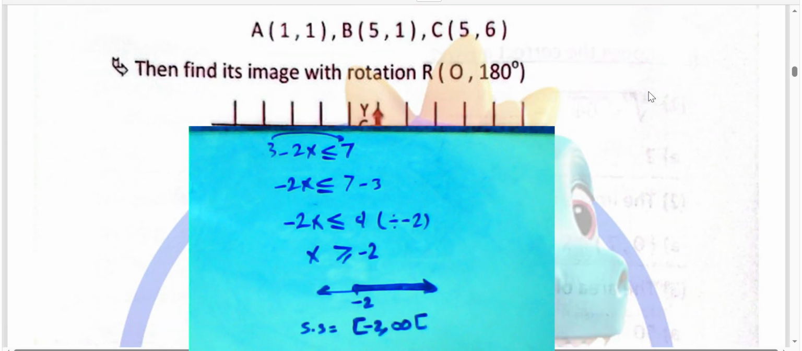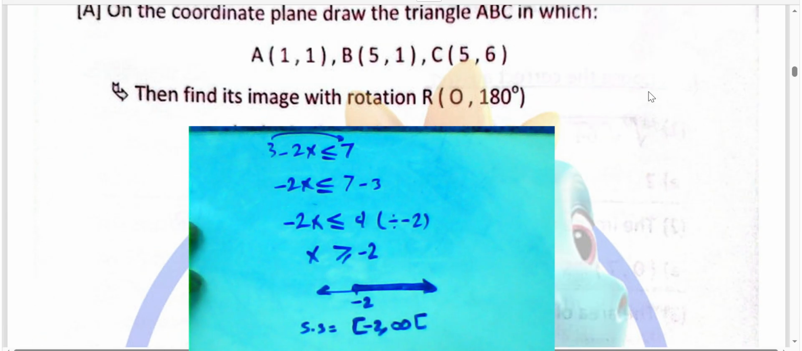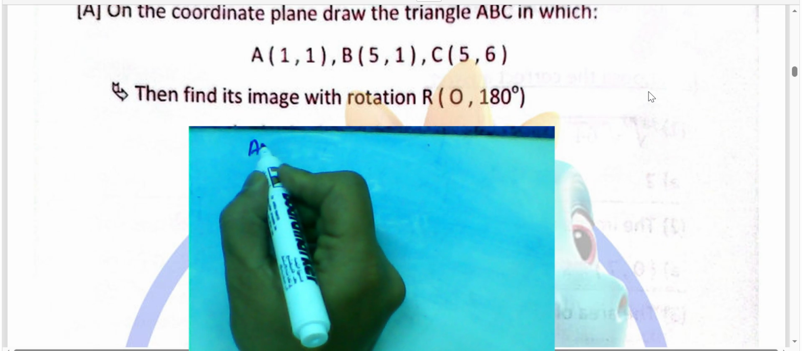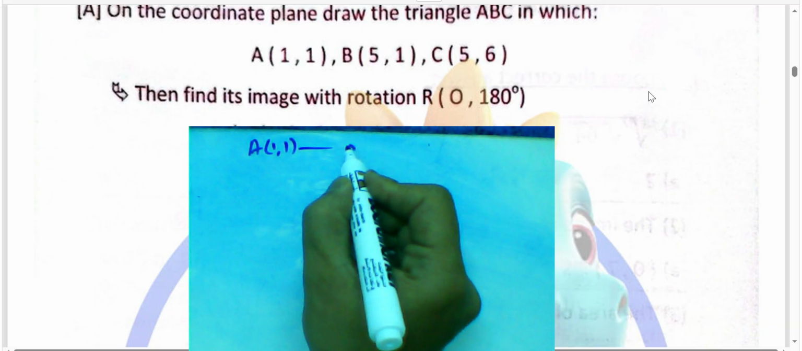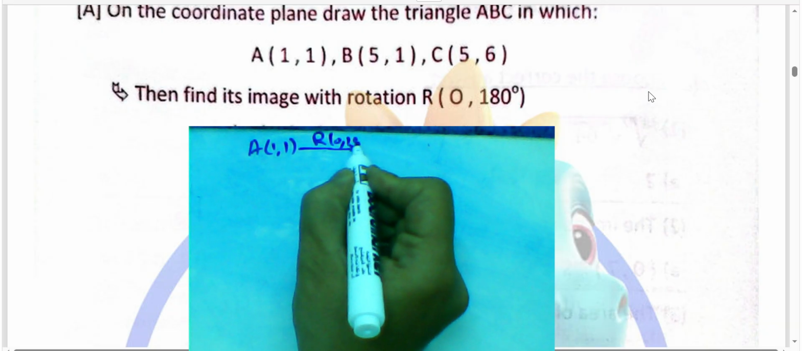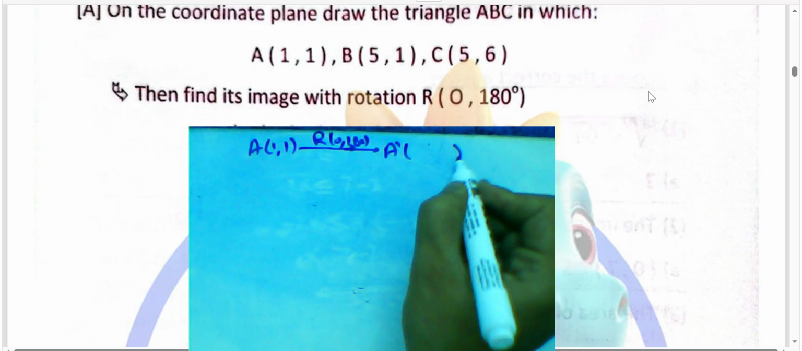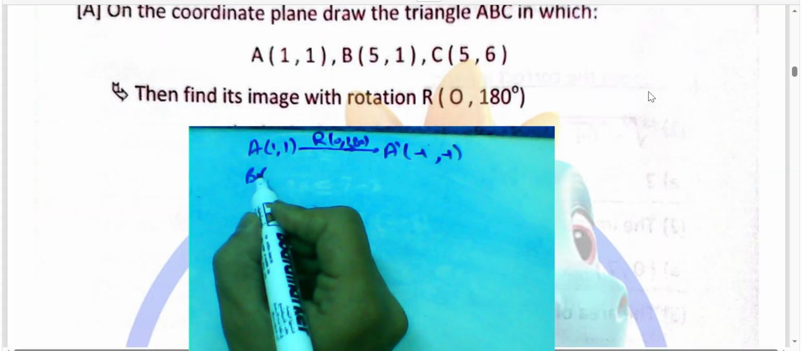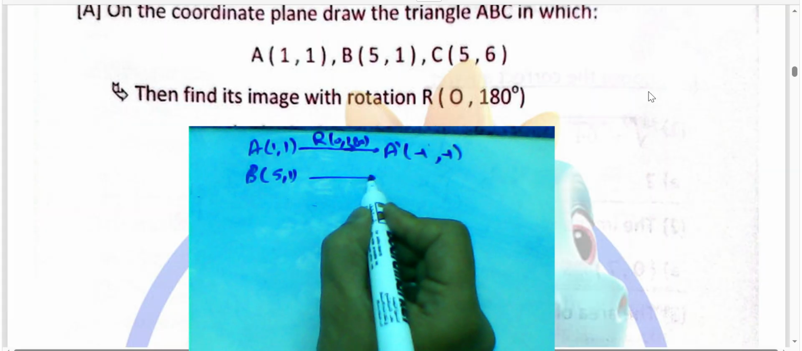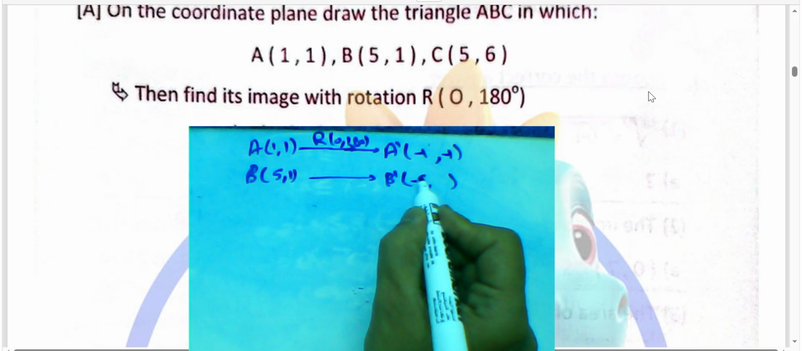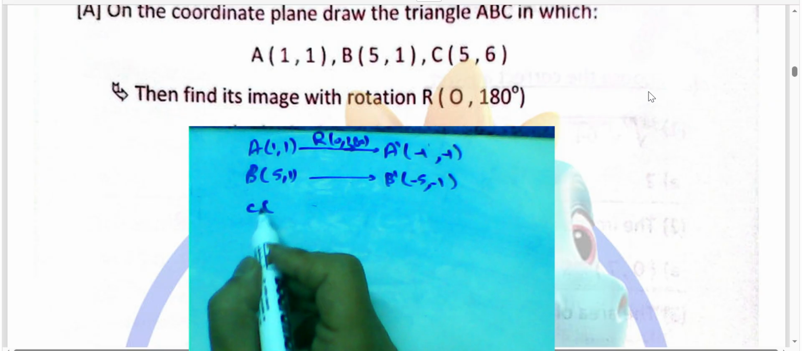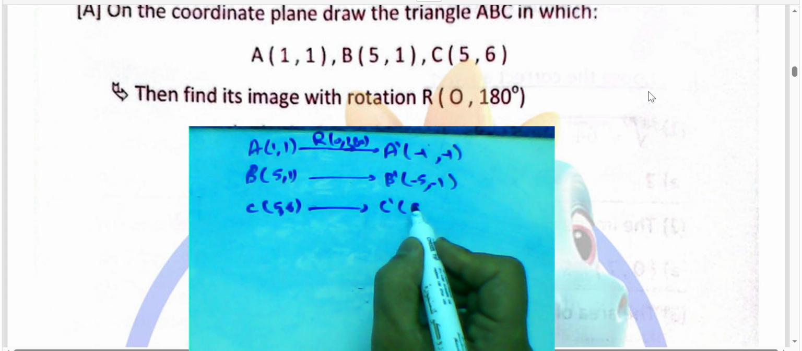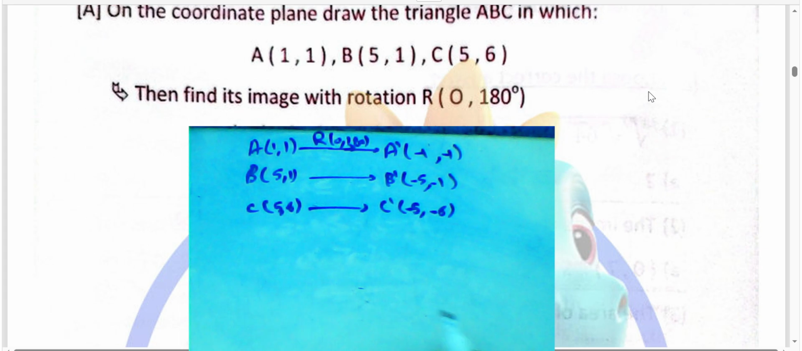Next question. On the coordinate plane, you want to find the rotation of this triangle around 0 by angle 180. First, we have point A, which is 1 and 1. We want to find the rotation around 0 by angle 180. 180 means change direction, negative 1 and negative 1, the sign changes. Point B was 5 and 1. B dash will be negative 5 and negative 1. Okay, and point C is also 5 and 6. C dash will be negative 5 and negative 6.